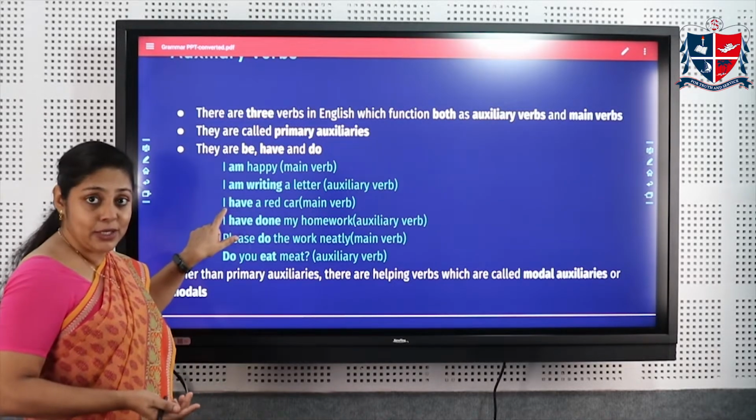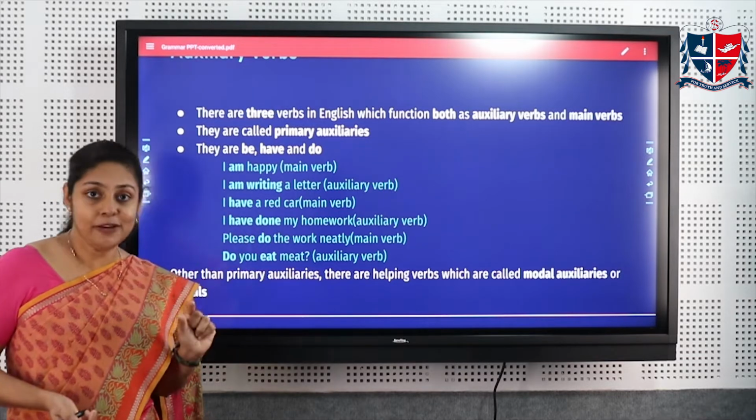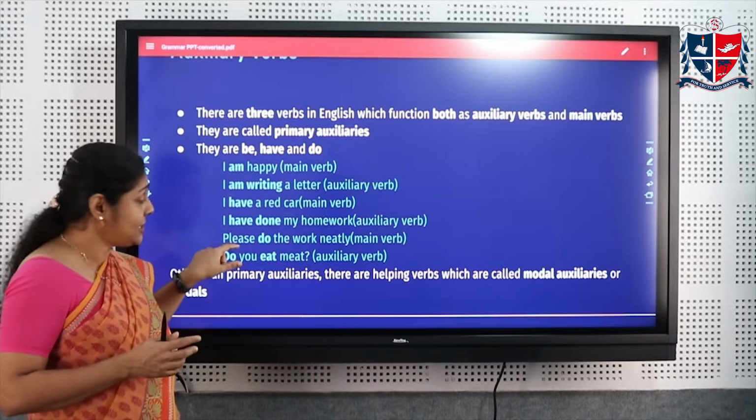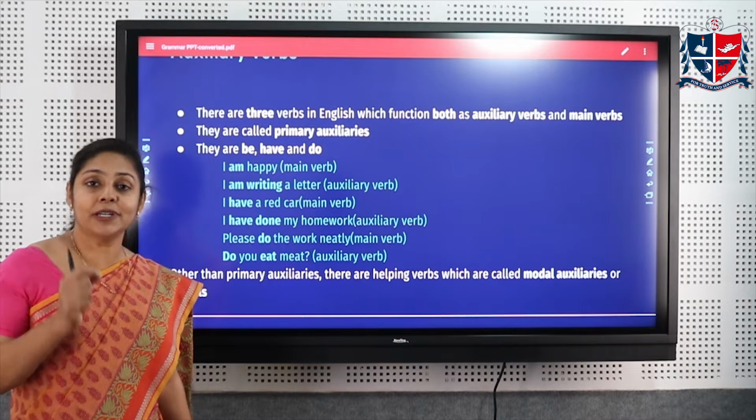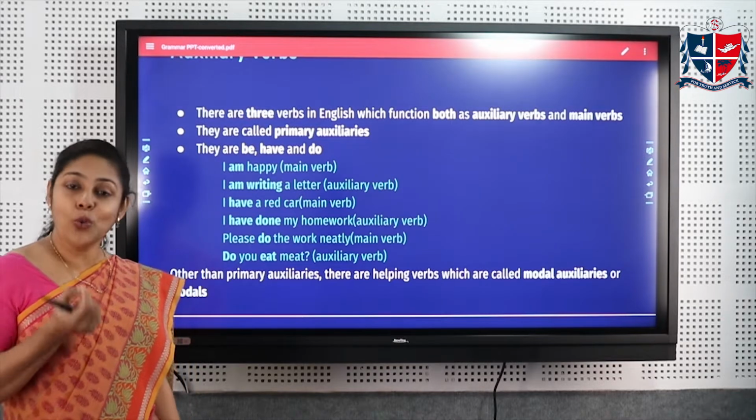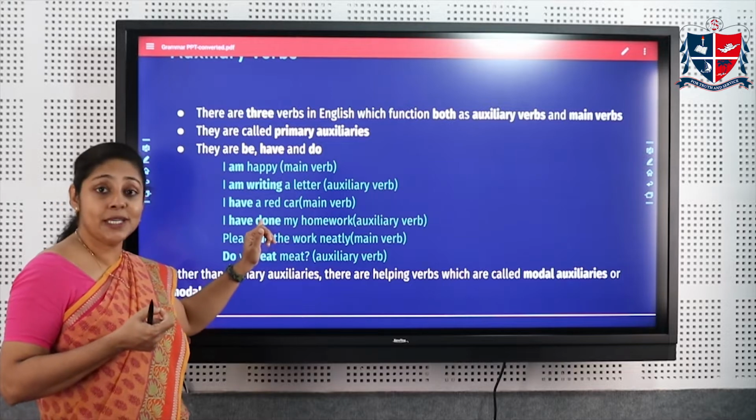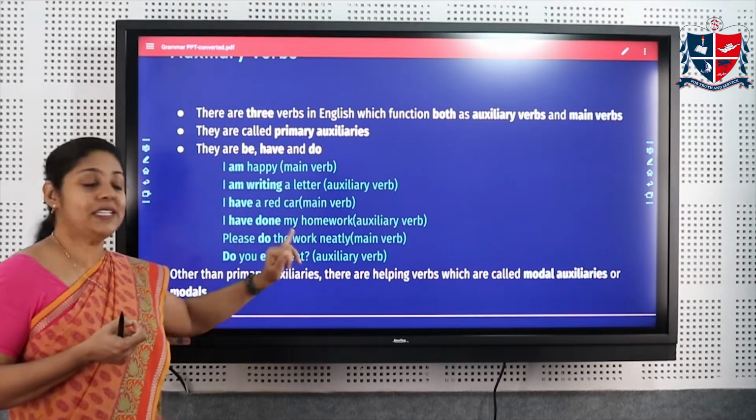And in this particular example, I have a red car. Have functions as the main verb. There's no other verb there. Have is the main verb. But in the second sentence here, I have done my homework. Have functions as an auxiliary verb. Why is it an auxiliary verb? Because it is used here to help this word done, right? So it shows us the present perfect tense.